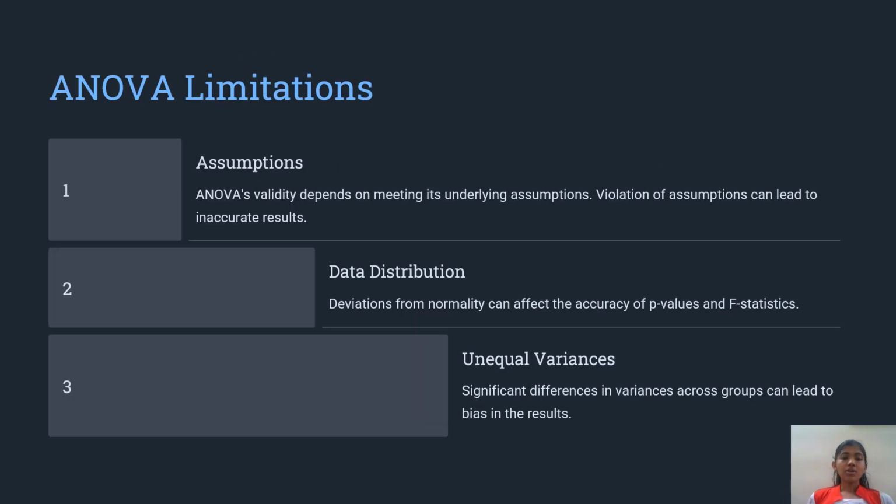ANOVA limitations. So there are basically three limitations of ANOVA. The first one is assumptions. ANOVA's validity depends on meeting its underlying assumptions. Violation of assumptions can lead to inaccurate results. The second is data distribution. Deviations from normality can affect the accuracy of p-values and F statistics. Third is unequal variances. That is, significant differences in variances across groups can lead to bias in the results.